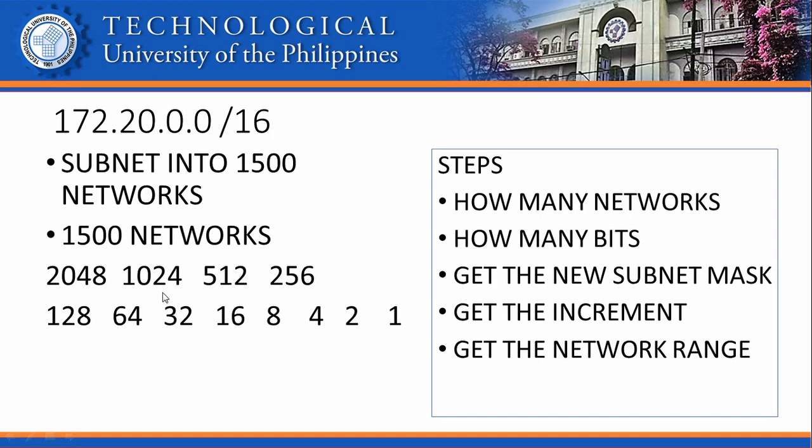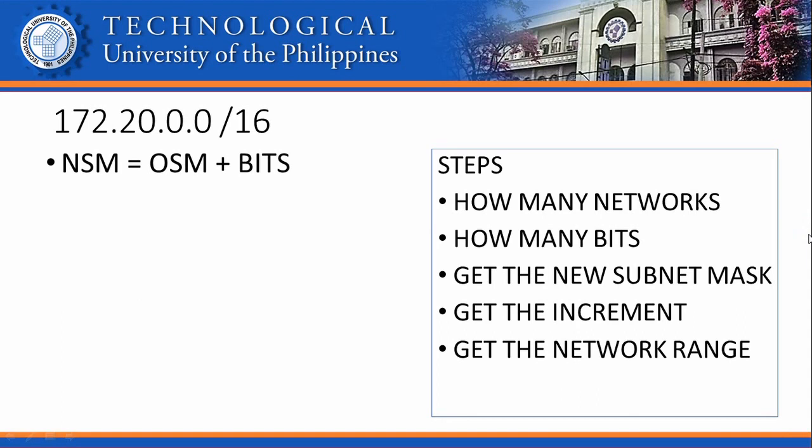Sa 1024. No? So, from there, bilangin natin lahat ng bits. 1, 2, 3, 4, 5, 6, 7, 8, 9, 10, 11. So, we have 11 bits. Okay? Step number 3, get the new subnet mask. Our original subnet mask is 16 plus 11. So, we have /27.